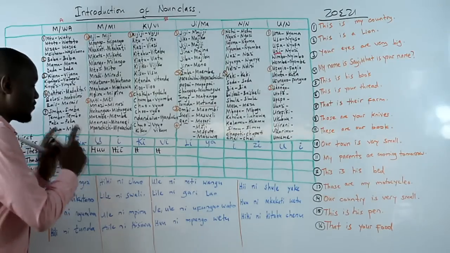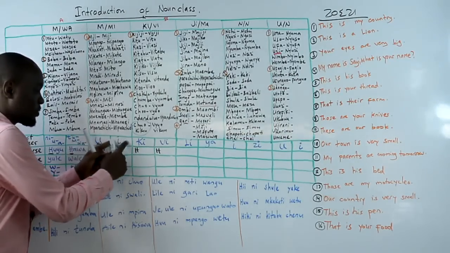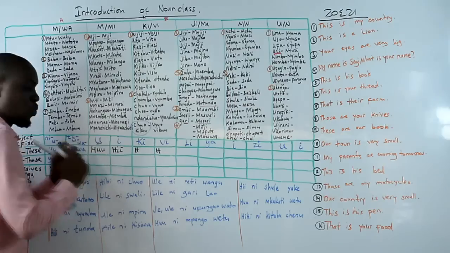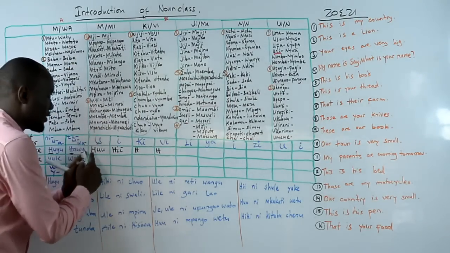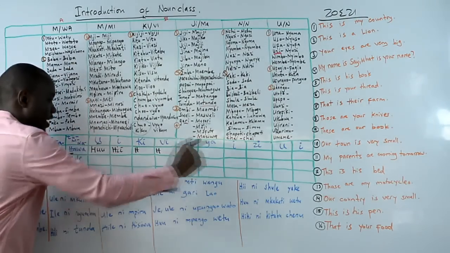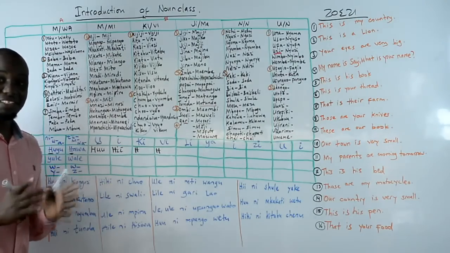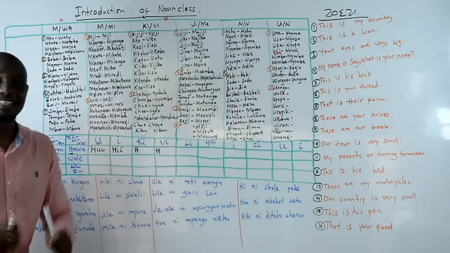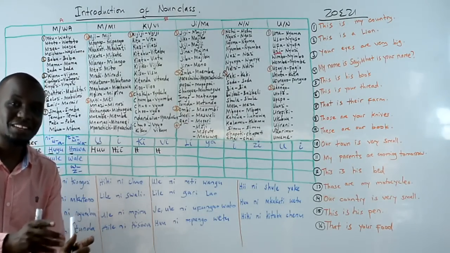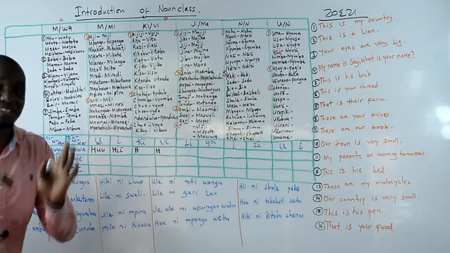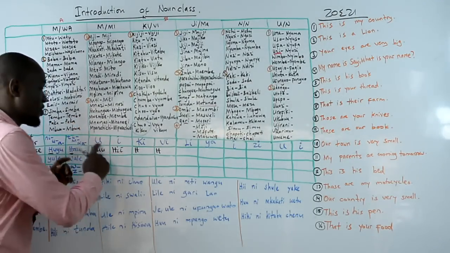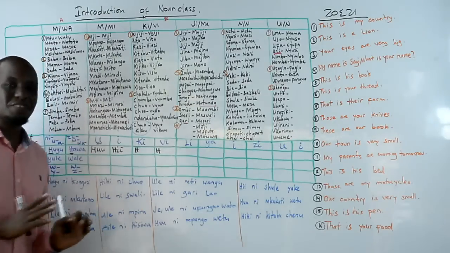So, very important to remember the subject prefix because you will just double it when you want to say this and these for m-mi noun class. You double it and you have H there. You will have H for all of this. Every time you want to say this and these, you know that H should be there. And then you need to remember the subject prefix of that noun class. If you remember this subject prefix, it will be very easy.